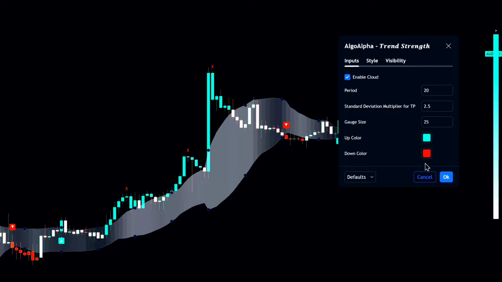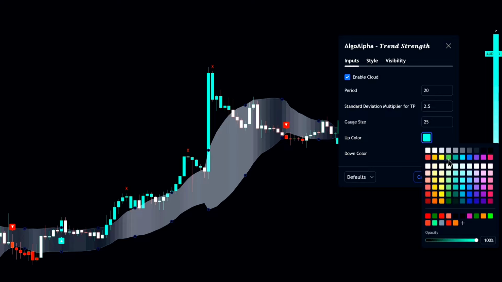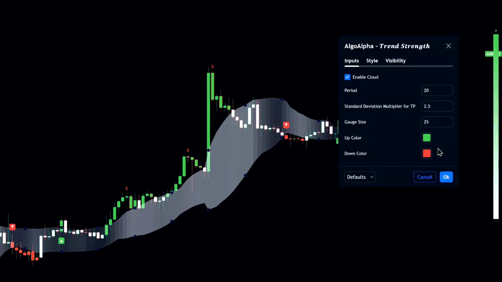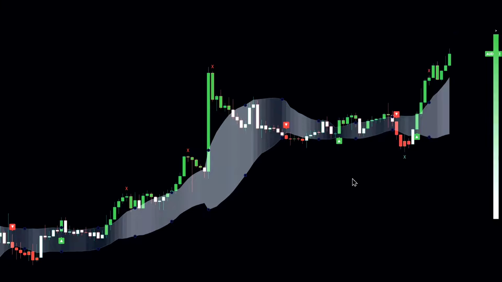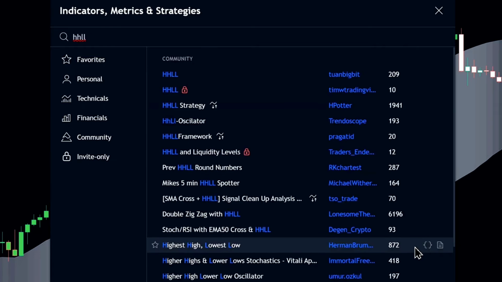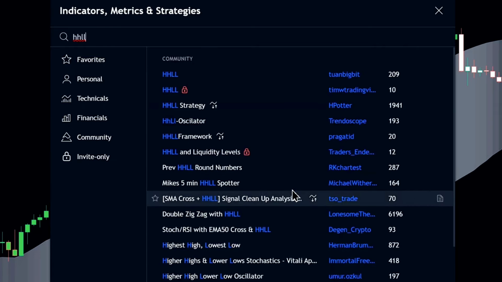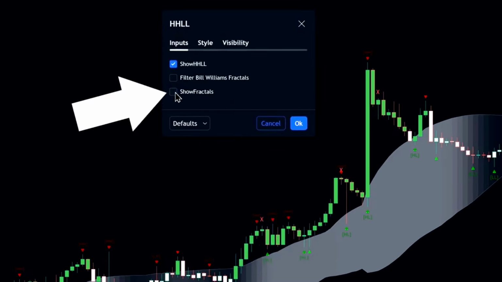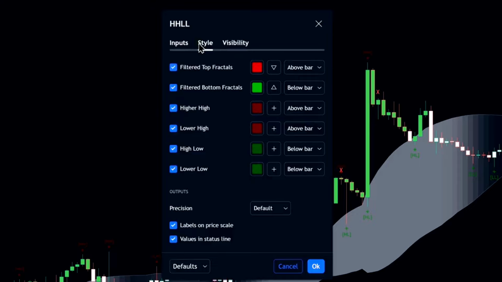You can also customize the indicator's color scheme. I prefer adjusting the green shade to a more vibrant color and tweaking the red shade to something less bright. For the length, changing it to 34 offers a better fit. Once all these settings are adjusted, click OK. Next, let's add another indicator called HHLL to complement the trend strength signals. After adding it, disable the fractals option, head to the style tab, and turn off the first two options along with the lower high and higher low settings.